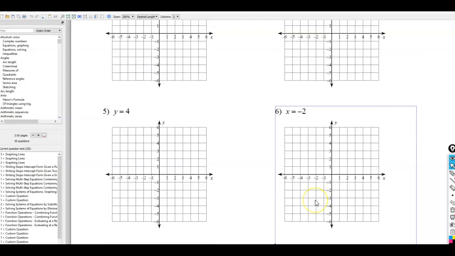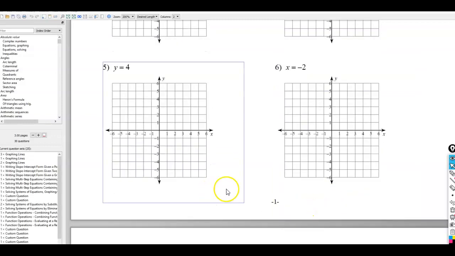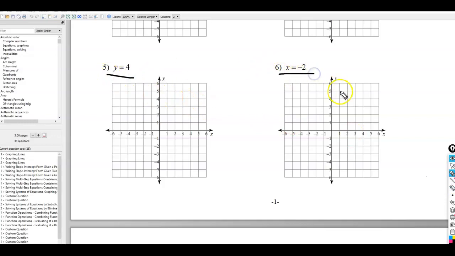All right. Next one, y equals 4. Now, the next two problems are unique. These are special problems. Anytime you have a y equals a number, those are generally going to be a horizontal line. And when you have x equals a number, those are vertical lines. So what you're going to do is find where y equals 4, and you're just going to draw a horizontal line through that. That's how you graph the line y equals 4.